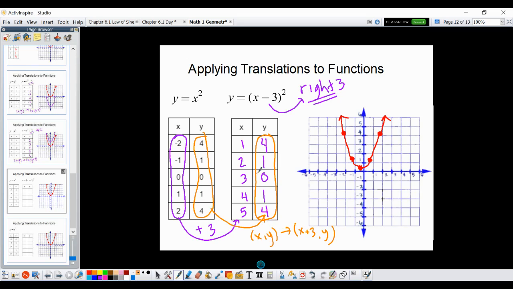Let's go ahead and graph them. Okay, so our first point is going to be at (1, 4). So notice this point moved to the right 3. Next point is (2, 1), (3, 0), (4, 1), (5, 4). So you can see this graph actually moved to the right 3.